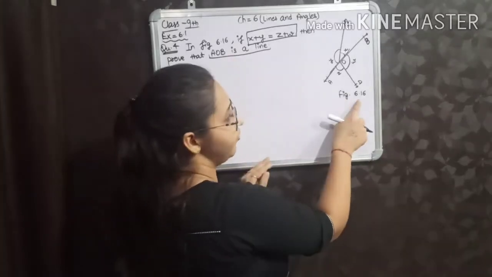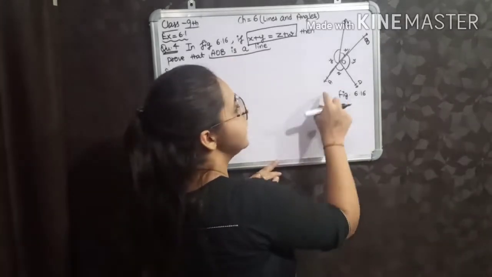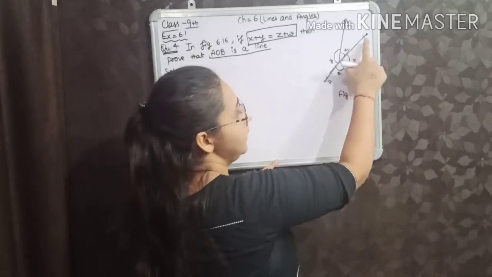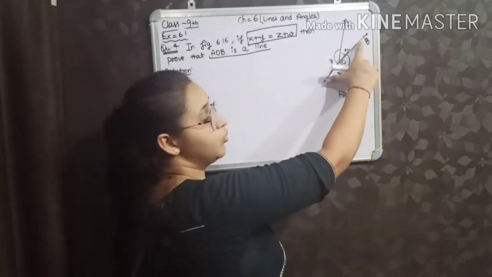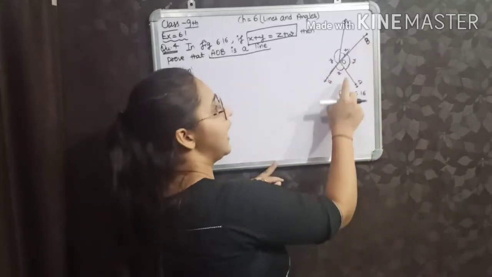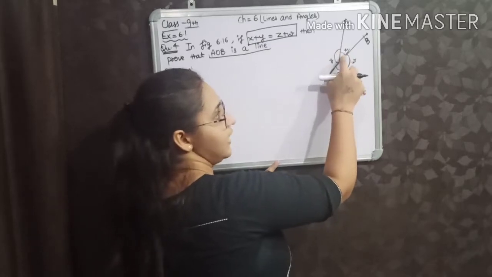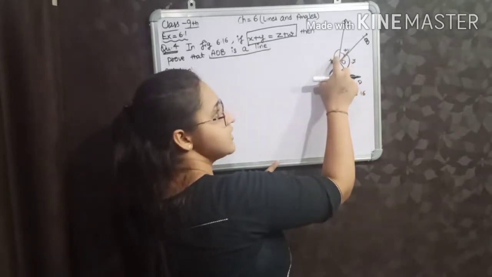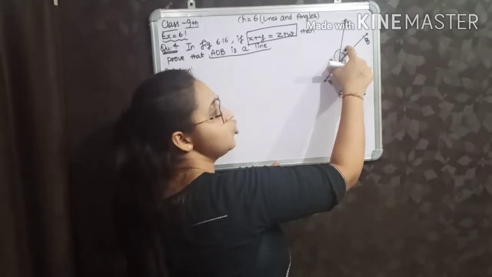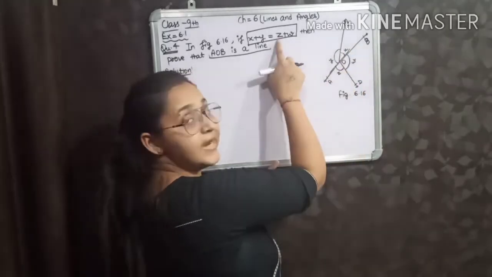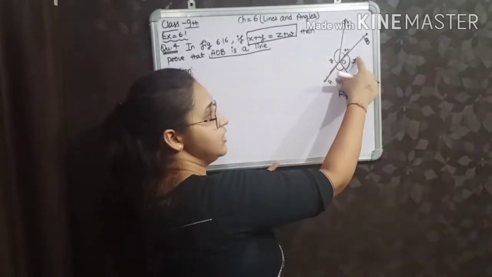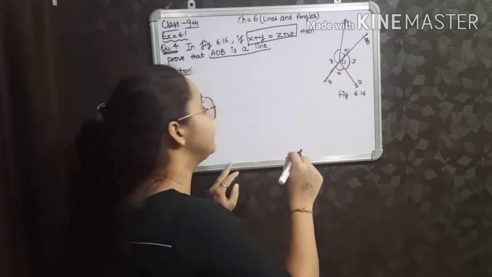Now see this figure 6.16, it is AOB. We have to prove that this is a line, and the given condition is that this angle x plus this angle y, the sum of these two angles, is equal to z plus w. Now how will we proceed?